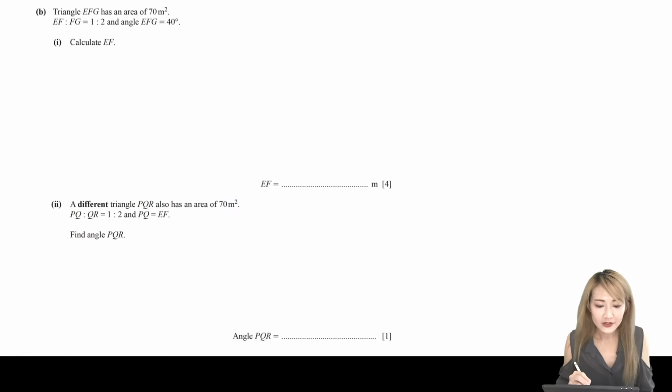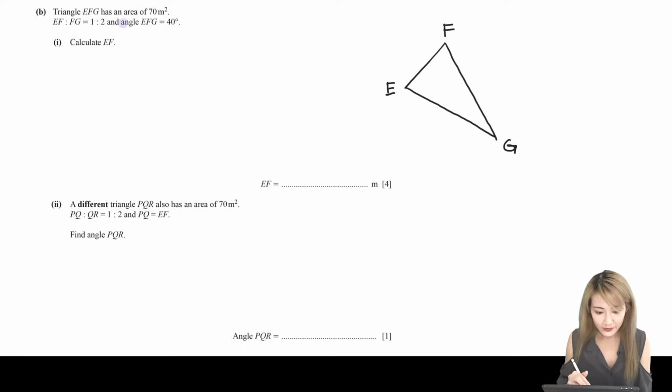B. Triangle EFG has an area of 70 meters squared. The ratio EF to FG is equal to 1 to 2, and the angle EFG is equal to 40 degrees. Calculate EF. If you sketch out what the triangle should look like, it should look something like this. And the angle EFG is equal to 40 degrees, and the ratio EF to FG is 1 to 2.